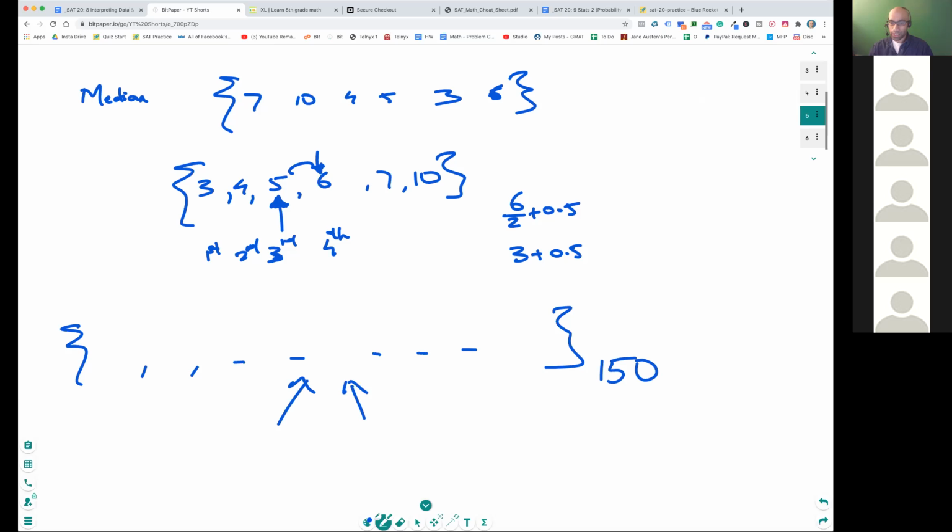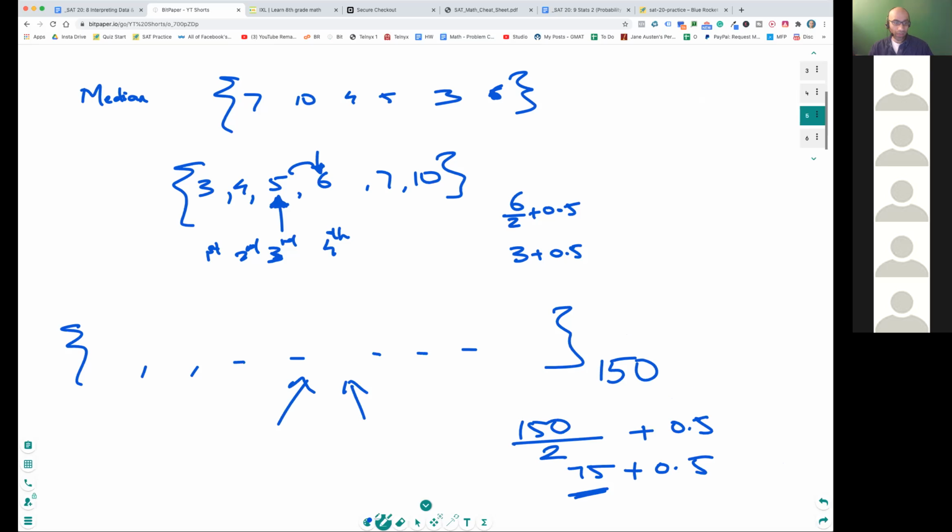So remember, I told you this. Take the total number, right? Very good, Rosie. So take the number, divide it by 2 and add 0.5. So that gives you 75 plus 0.5, right? So it's going to be between the 75th and the 76th number, okay? Where is this useful?